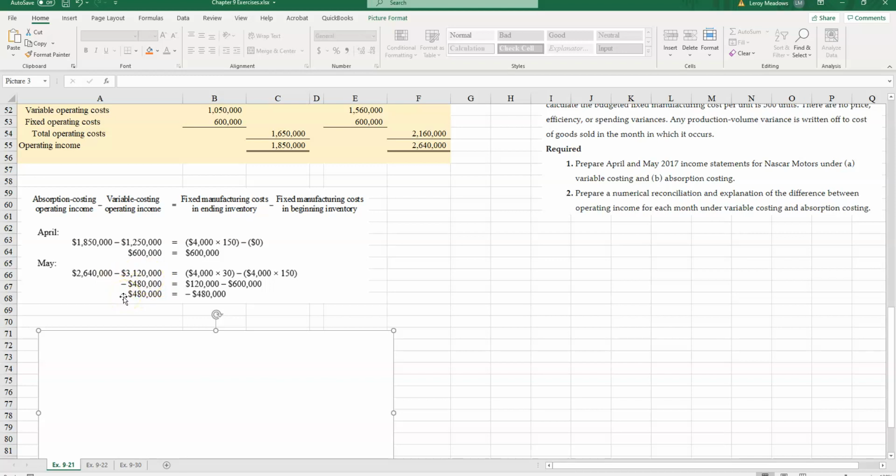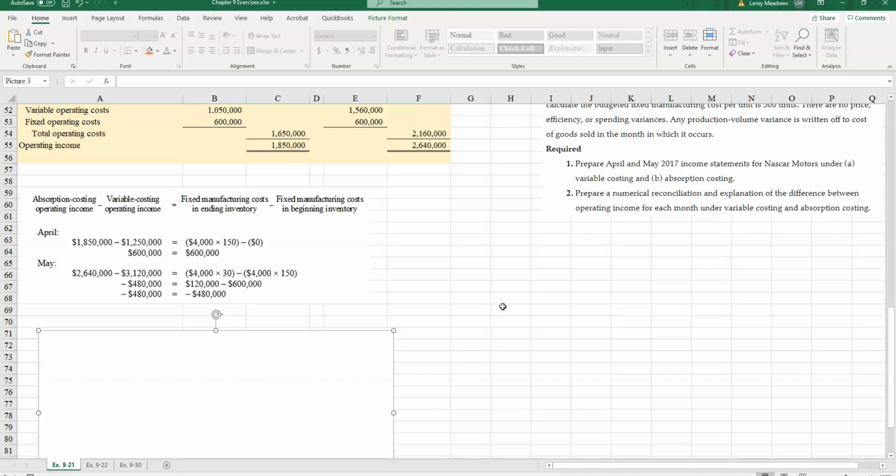And how do we account for that? We simply take the fixed manufacturing cost per unit of $4,000 and then multiply that by the difference between the 30 units in ending inventory and the 150 units in beginning inventory. And that gives us our same thing as well. And again, that difference there is just simply how we treat fixed manufacturing costs.